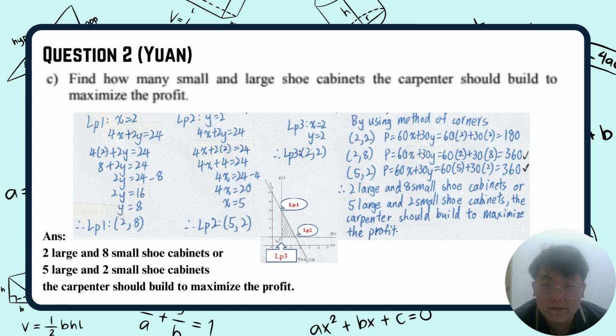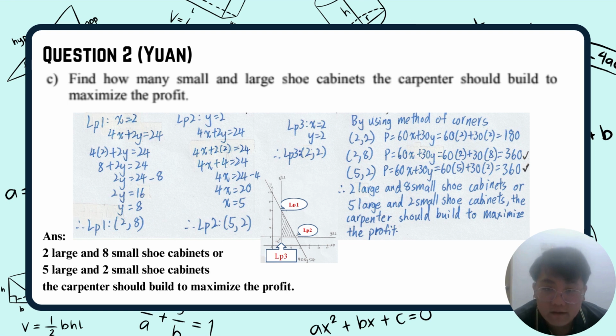Question C asks us to find how many small and large shoe cabinets the carpenter should build to maximize the profit. We need to refer back to the graph of question B. There are three corners around the feasible region. We set the first corner as LP1. How do we get this point? We can use the intersection formula, using both lines to find it.